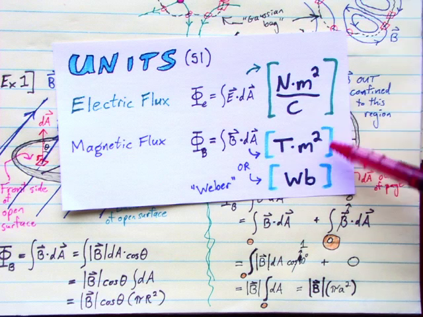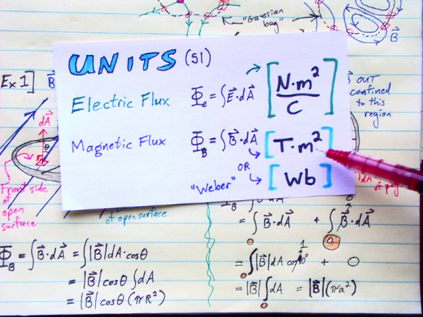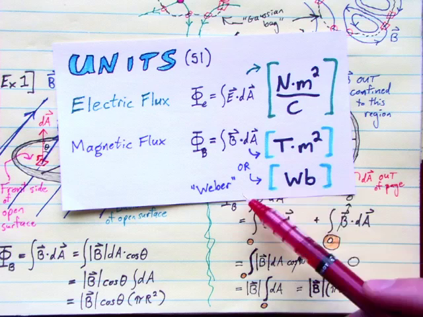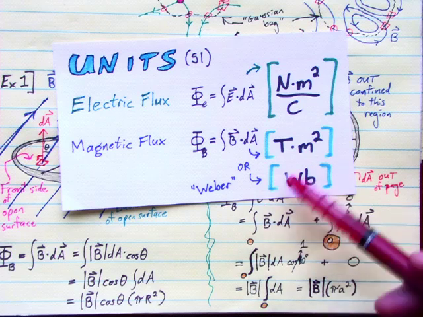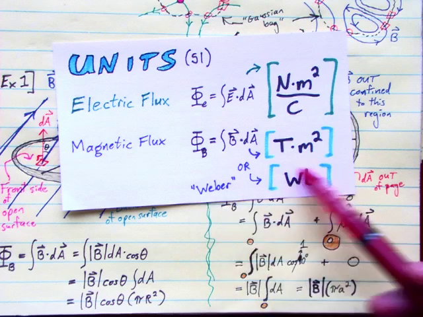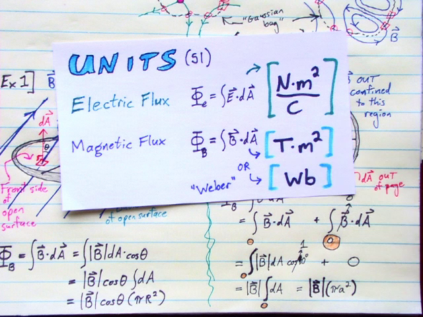This has another name. 1 Tesla meter squared is defined to be equivalent to 1 Weber. Capital W, lowercase b, is the abbreviation, named for the name Weber. So a Weber is equivalent to a Tesla meter squared in the SI system.